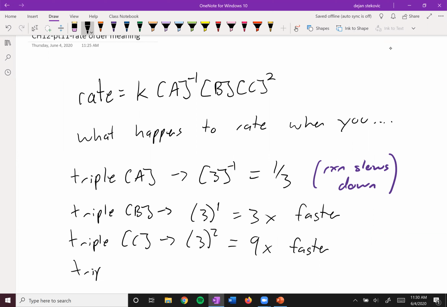What happens if you triple D? Well, D, we don't see it anywhere. So what we kind of assume here is that it's there, but then the exponent is 0, right? So 3 to the 0 is still equal to 1, and so nothing happens.